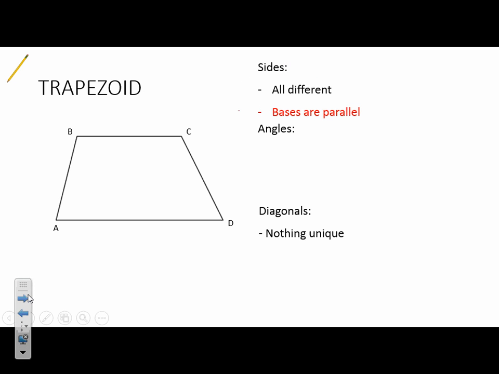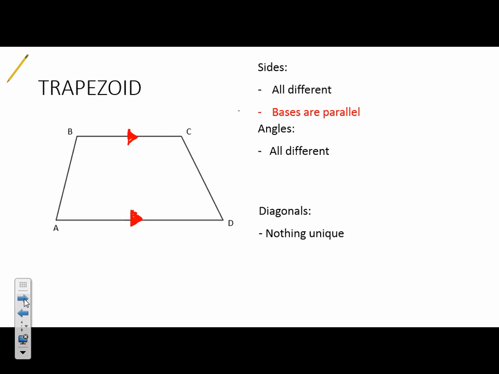However, the bases of a trapezoid are going to be parallel. The base is obviously AD down here. It's going to be parallel to BC. Usually when people draw a trapezoid, they draw those parallel sides on the top and the bottom. These are called the bases, okay? AD, BC, those are the bases.